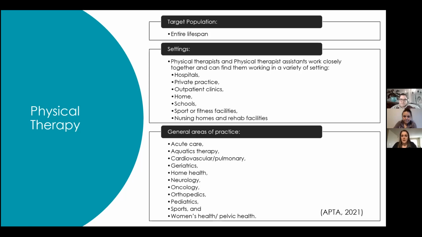Some general areas or specialties of practice can be acute care, geriatrics, home health, neurology, women's health, and pelvic health.